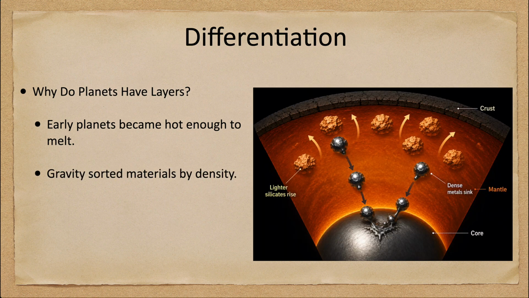Let's take a closer look at how that happens. Dense droplets of molten iron and nickel sink deeper into the planet, where they gradually become part of a growing metallic core. At the same time, lighter silicate materials rise upward to form the mantle and eventually the crust. The process continues until the planet develops a stable internal structure with the densest materials concentrated at its center and the lightest materials near its surface.